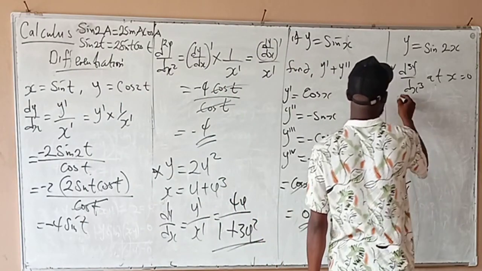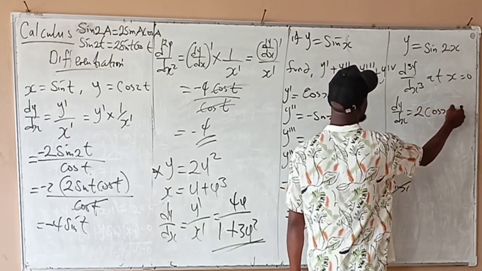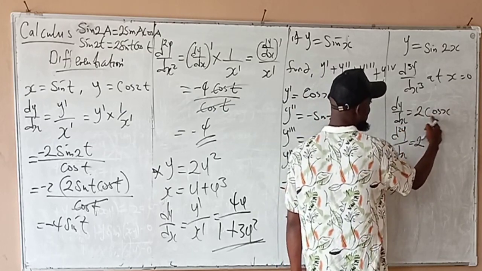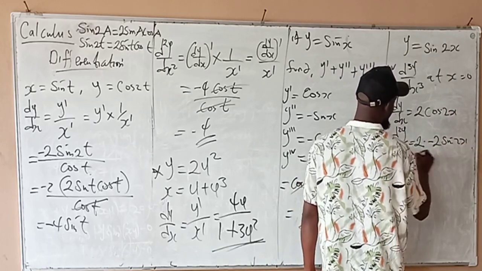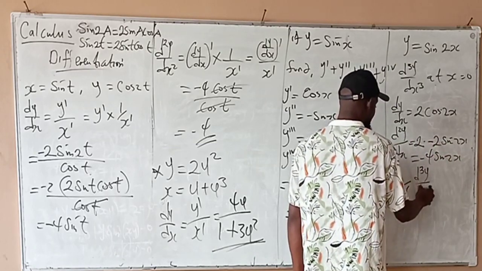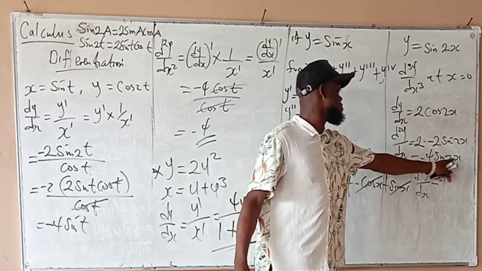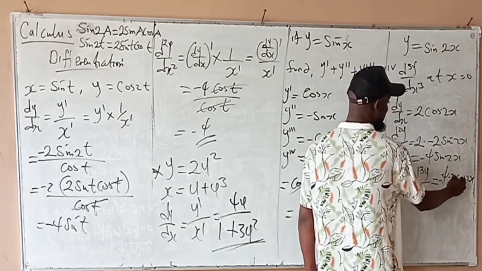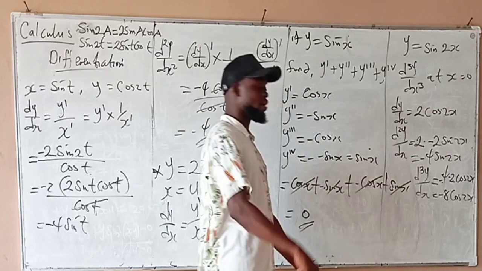So if I differentiate the first time, differentiate sin 2x, I'm going to have 2 cos 2x. Remember that. Differentiate again, I'm going to have 2 first. Differentiate cos 2x, I'm going to have minus 2 sin 2x. That will give me minus 4 sin 2x. Differentiate this the third time now. I'm going to have minus 4 first. Differentiate sin 2x, I'm going to have 2 cos 2x. And minus 4 times 2, that's minus 8 cos 2x. That is our d cubed y over dx cubed.